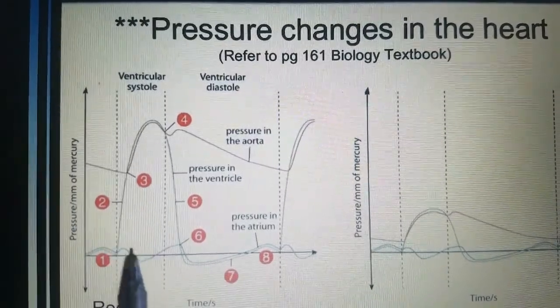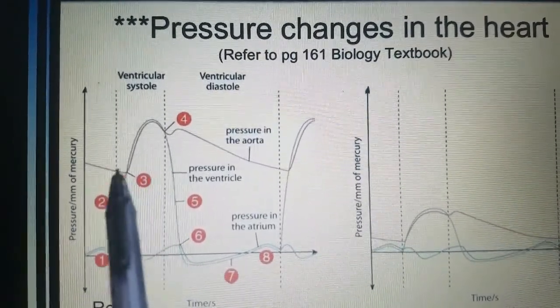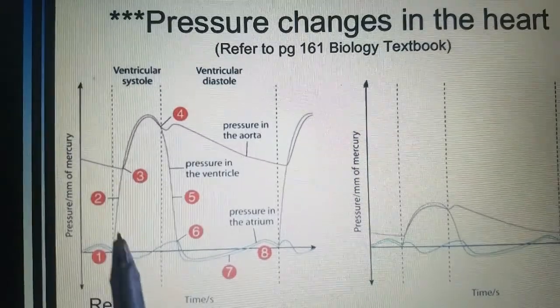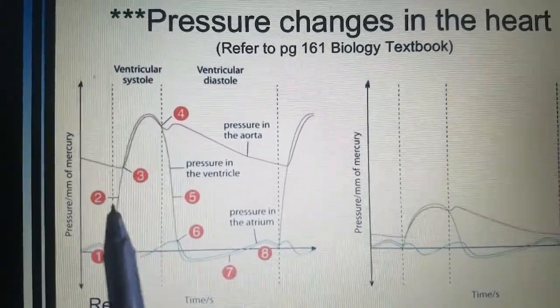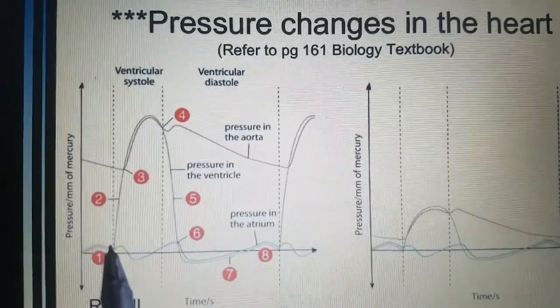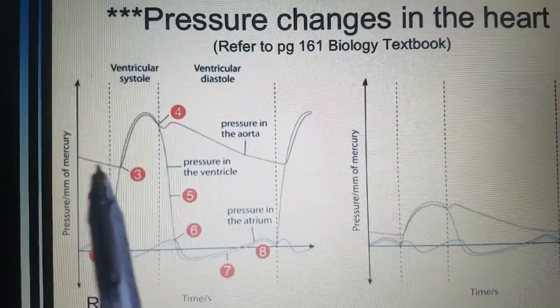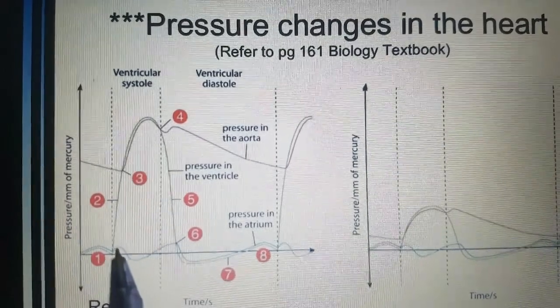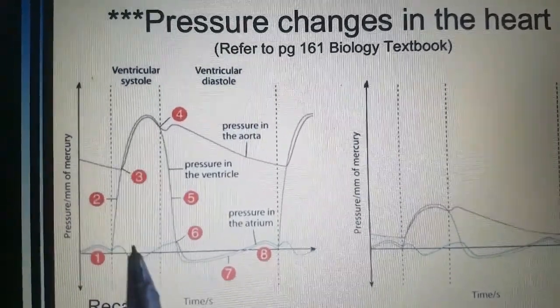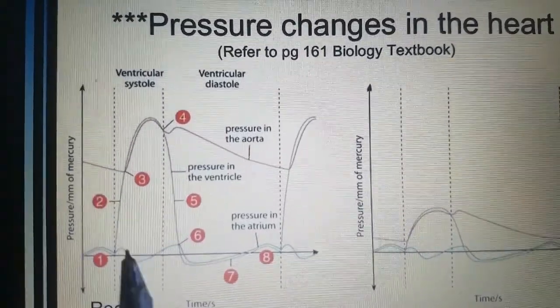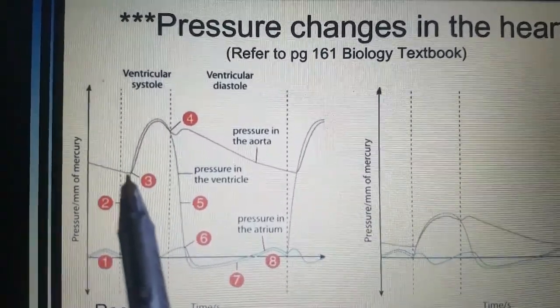When the blood is in the ventricle, this is the point. It is a very short period of time when the blood is in the ventricle. All the valves, whether AV or semilunar valves, are closed at this point. AV valves are closed, and at this resting period all the valves are closed. Now what will happen at this point?